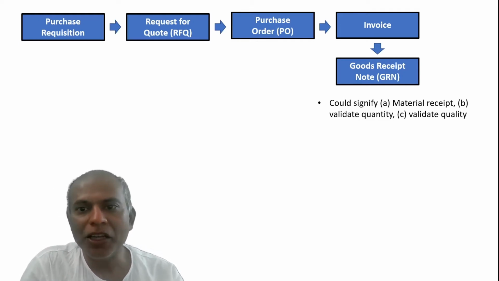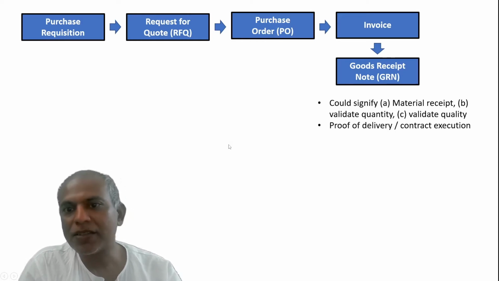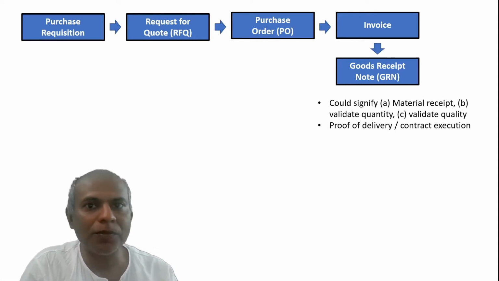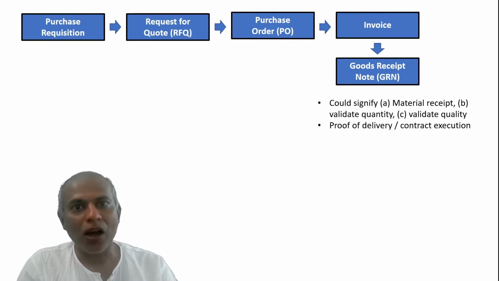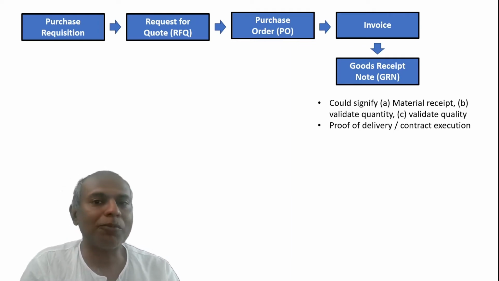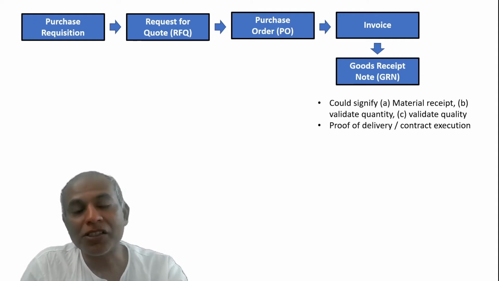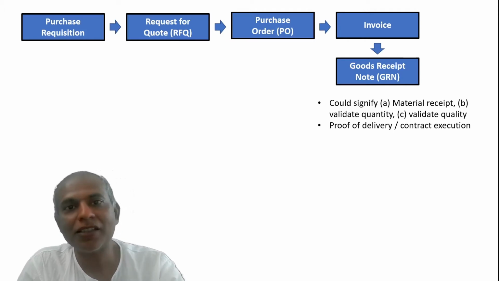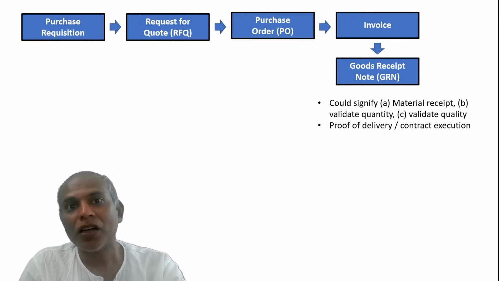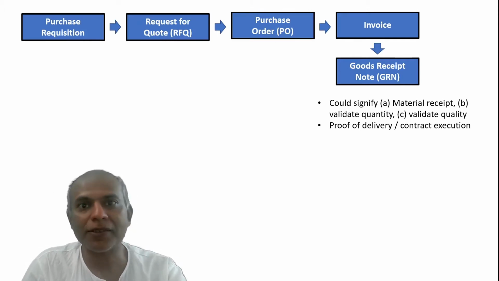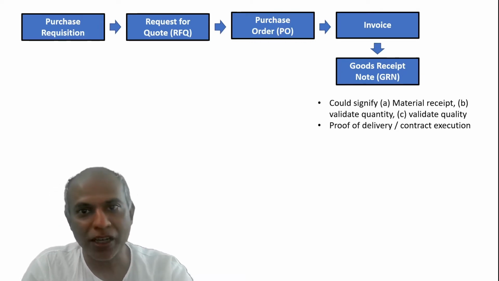And in this way, the inward process that has been started is a proof of delivery, or in other terms, a proof that the contract has been executed by the supplier, and now the buyer's clock starts ticking for the payment cycle, because the payment here is generally X days after receipt of materials or receipt of invoice, whichever is later. So since the material has been received and GRN has been issued, the payment would have to be done X days, 30, 45, 60, whatever it is, X days after the generation of GRN.